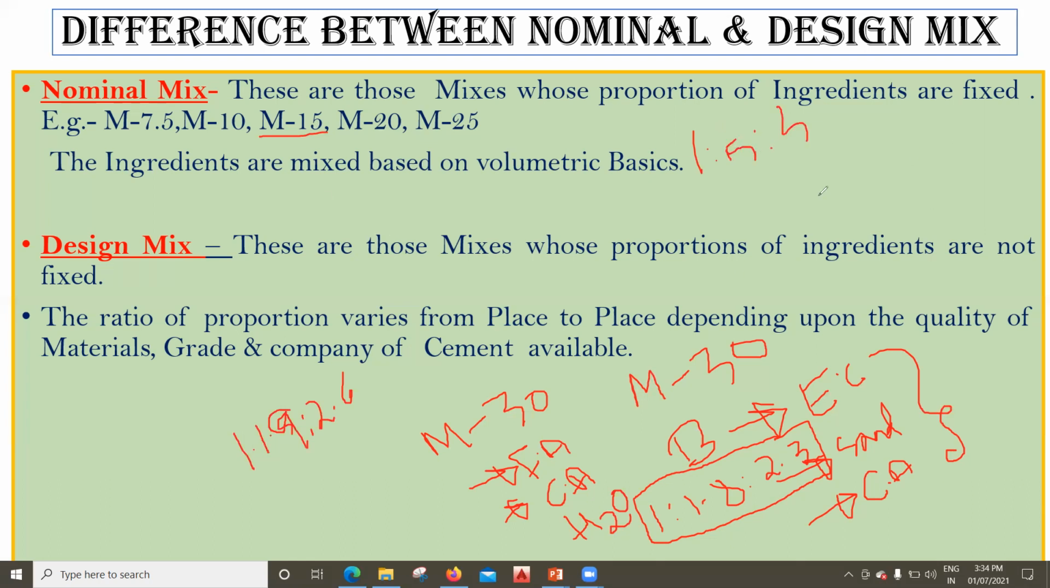Similarly, if you go to Delhi and if I say you to prepare M15 grade of concrete, again you're not going to ask me a question. Directly you'll take 1 is to 1.5 is to 3. So here it will not change from place to place. Here directly it's understood. But when it comes to design mix, it will change from place to place based on the materials and all.